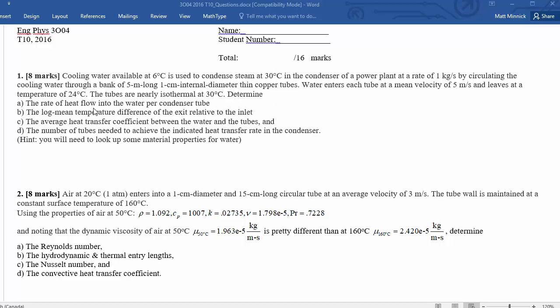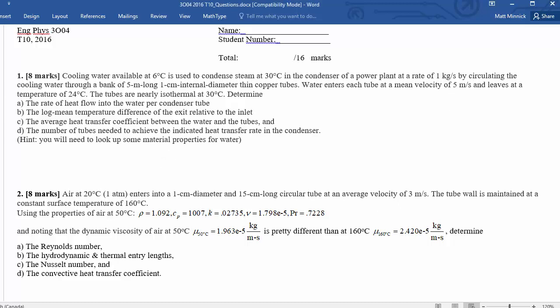And we're asked to figure out the rate of heat flow into the water per condenser tube, the LMTD of the exit relative to the inlet, well, also the surface in there too, right? So the LMTD of the exit to the surface relative to the inlet to the surface, that is. The average heat transfer coefficient between the water and the tubes, and the number of tubes needed to achieve the indicated heat transfer rate in the condenser. So this 1 kilogram per second here is not talking about the flow rate of water through the tubes. This is the condensation rate of the steam on the tube surfaces if you add up all the different tubes.